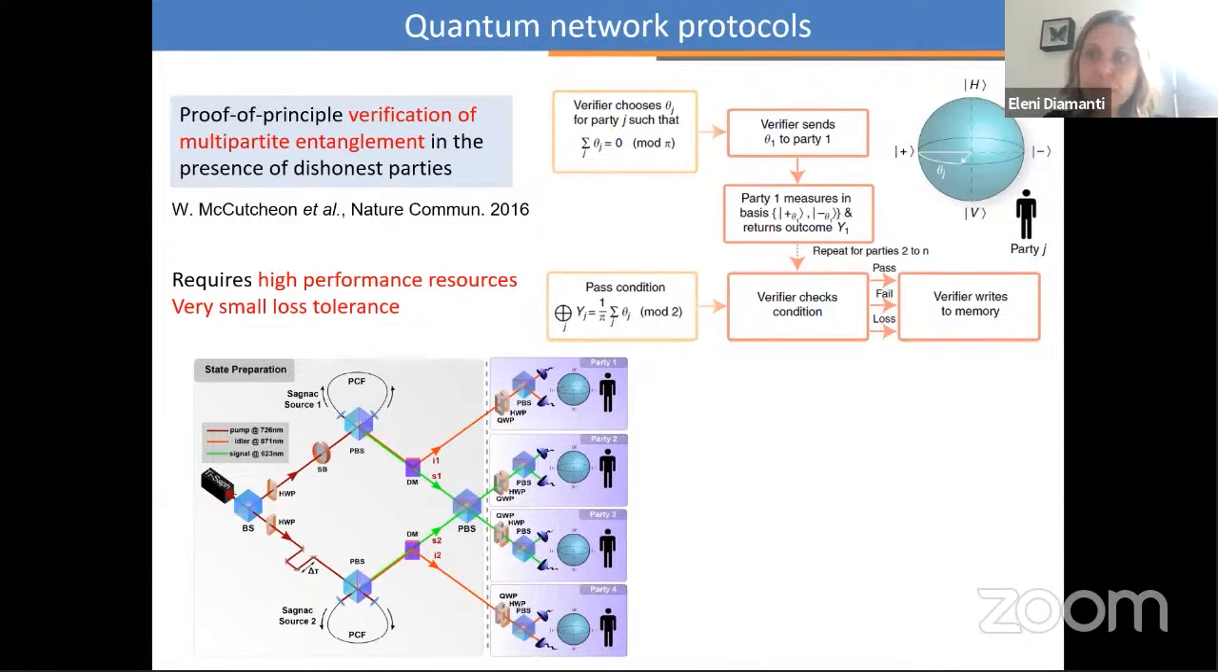And so we showed in this work that you need very high fidelity resources, and also that, for the moment, the protocol has quite small loss tolerance. In this work, we show that it cannot tolerate more than about 5% of losses. So you have to do some sort of post-selection to ignore the detection losses in the system.